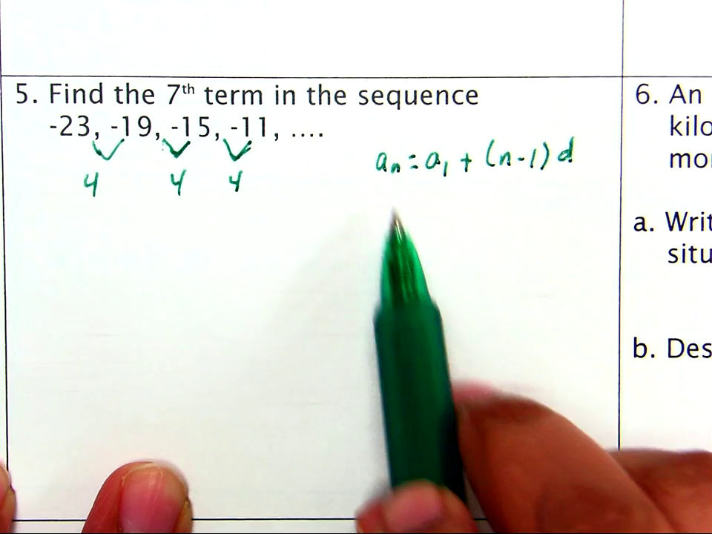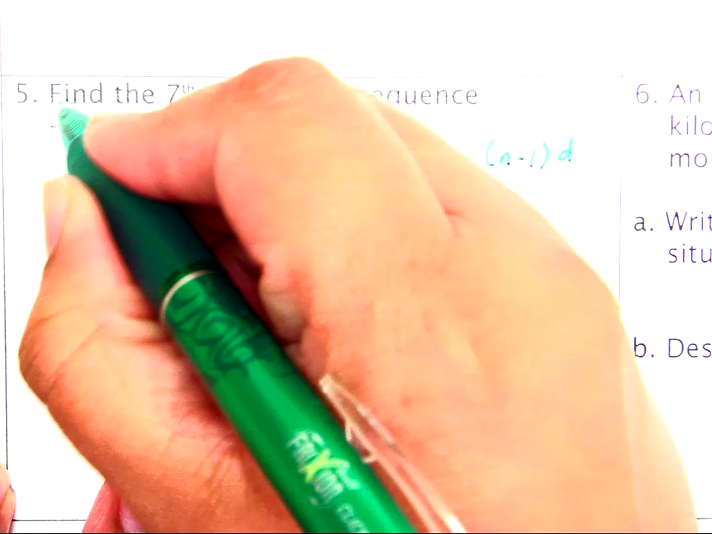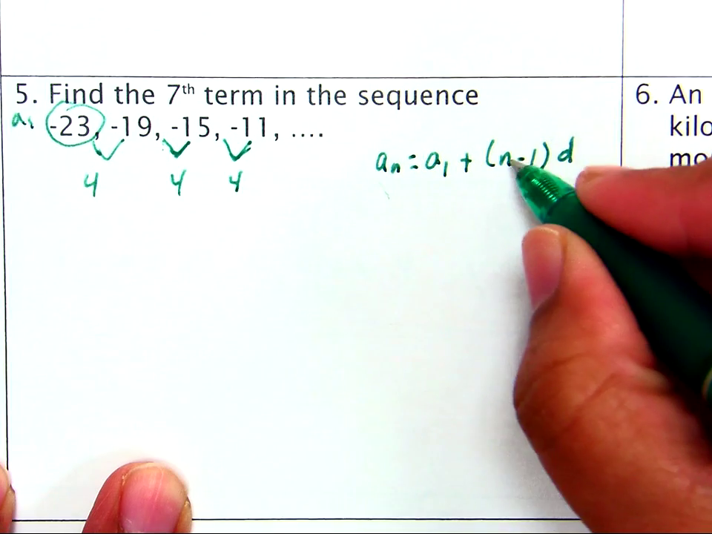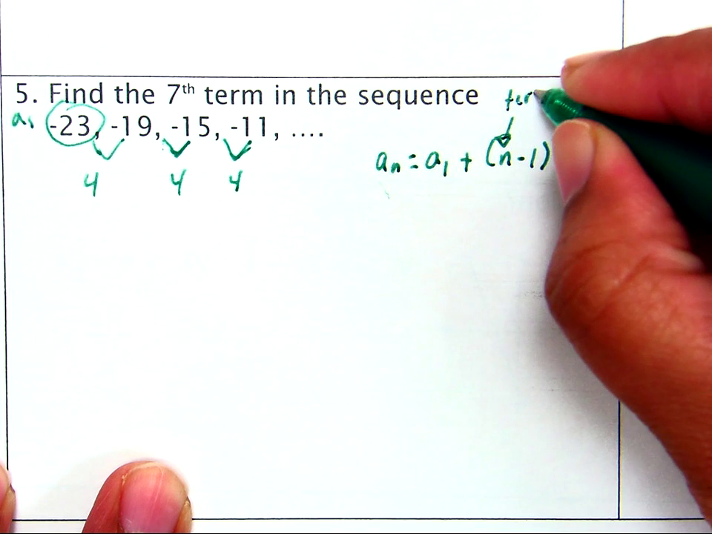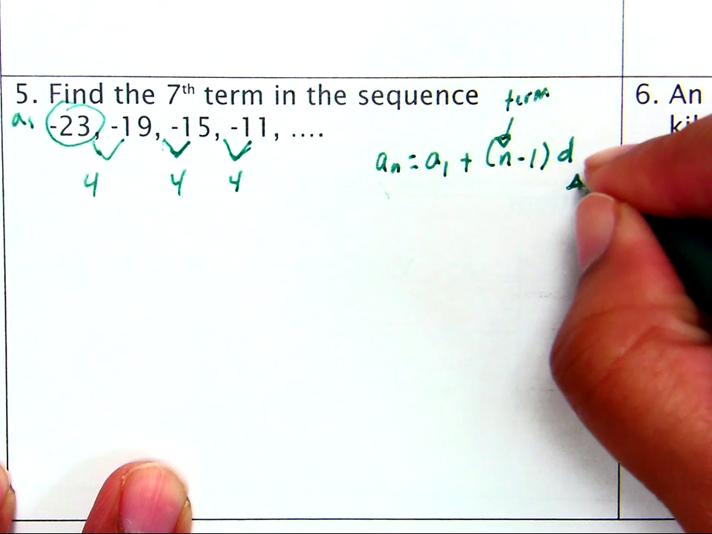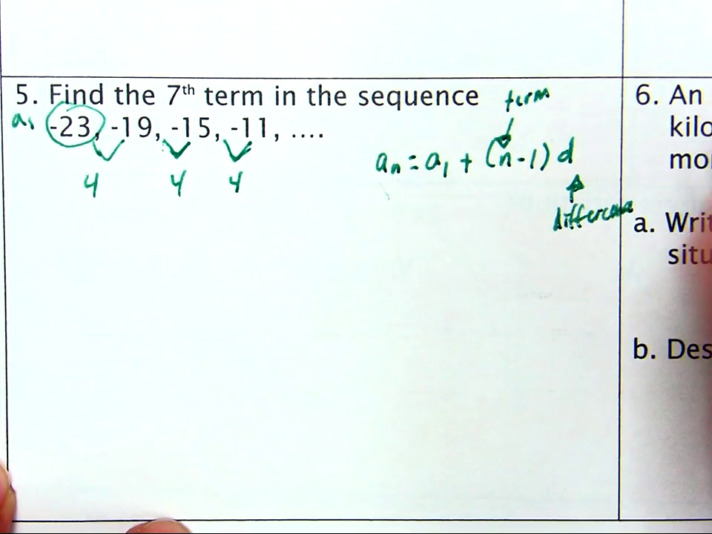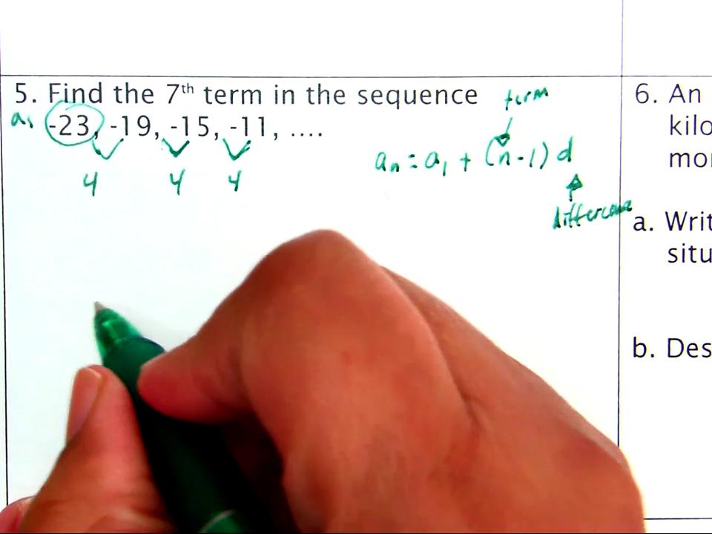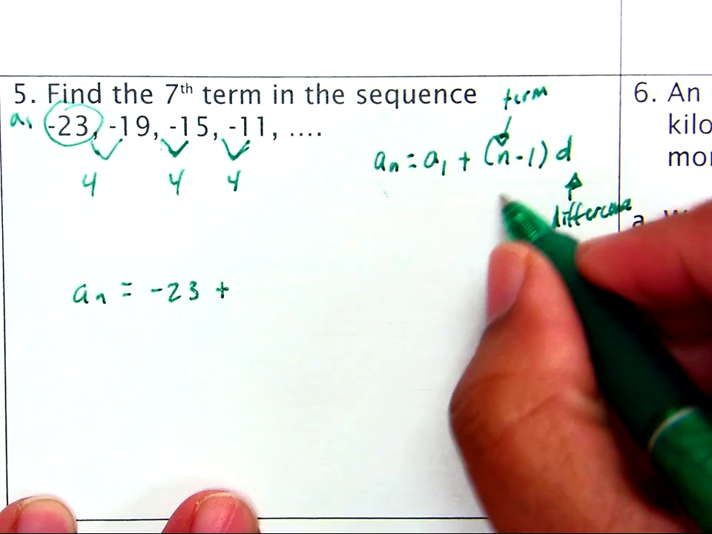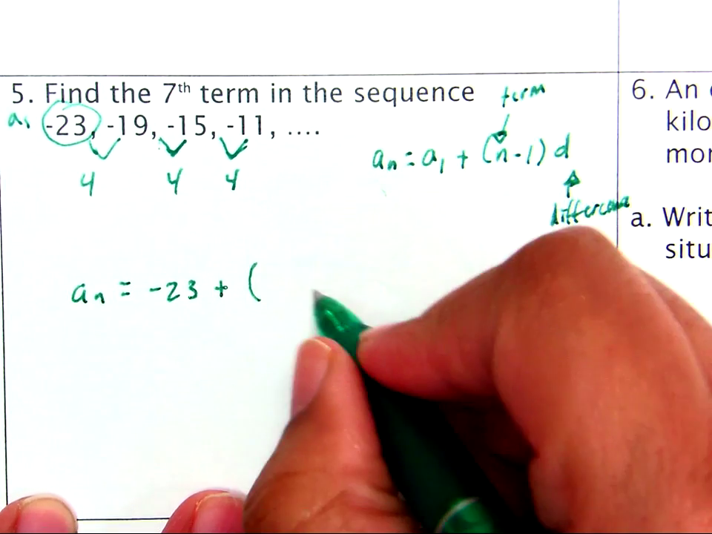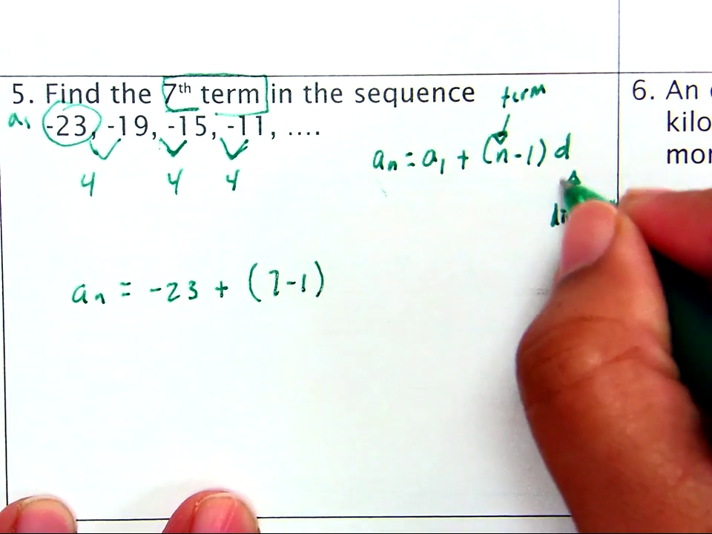Okay, so A-N is the term you're looking for. A1, that's your first term. So this is A1. Your N is the term that you're looking for. And then your D is your difference. Okay, so my first term is negative 23. The term I'm looking for is the 7th term. And my difference is 4.